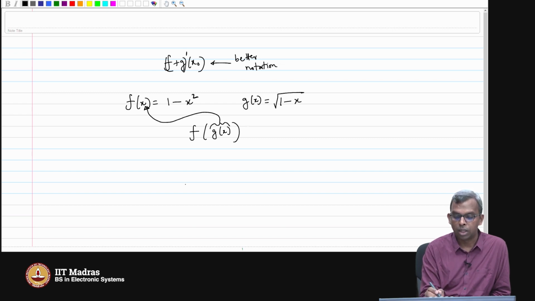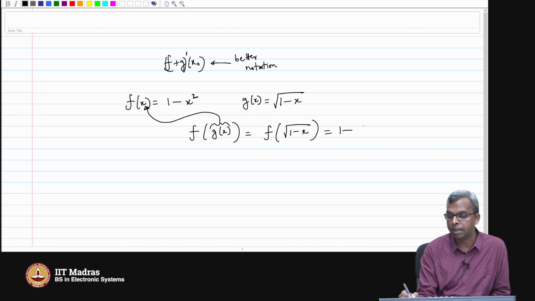Okay, so what does that mean? I take it as f of square root of 1 minus x. Wherever I have x, I am going to put square root of 1 minus x. 1 minus square root of 1 minus x whole square. Do you get that? Okay, so you look at this composition. So this is the way compositions work.